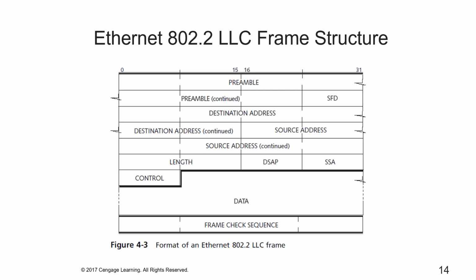Now the Ethernet 802.2 LLC frame structure is similar to the Ethernet 2 frame structure, but here it uses a SAP field instead of a type field to identify the protocol it's using on the frame. And here is a graphical diagram of that frame structure.